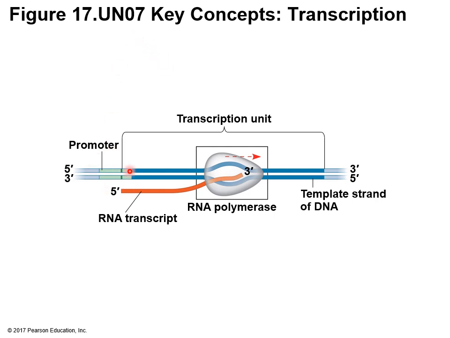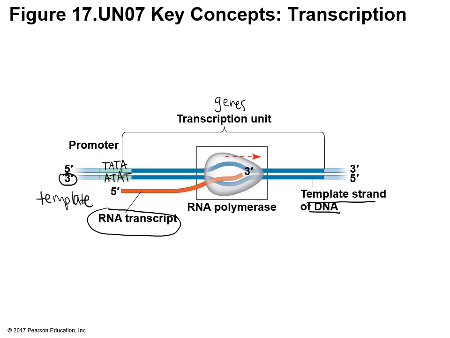So here we have the promoter region. It's going to be made up of a bunch of TATAs, or T's and A's. And we see the transcription unit, which is going to be all of the genes that are going to be transcribed into an mRNA, and we see the mRNA right here. Notice how we're only transcribing one of the 2 DNA strands. So the DNA strand that starts at a 3' is called the template strand. So in this case, it's the bottom one. So we start at 3', but notice how the RNA transcript is being made in the 5' to 3' direction.